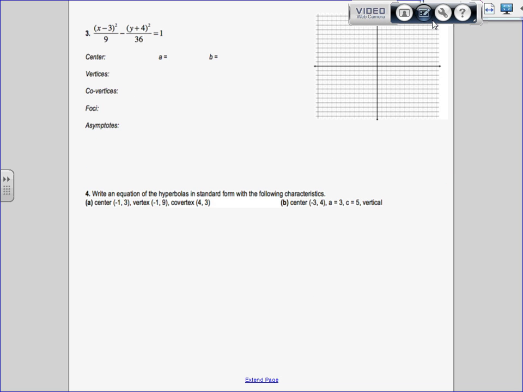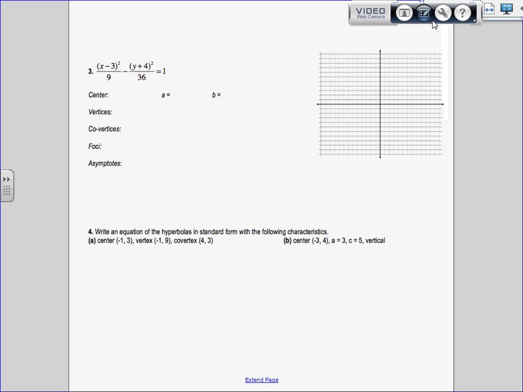All right, so let's go through this one. So make sure you're paying attention, you're trying it on your own. Okay, so think about it. What is the center? 3, -4, good. Okay, is this going to be vertical or horizontal? Horizontal, because you start with an x. The number that's underneath the x tells me how much I move right and left. The number that's underneath the y tells me how much I go up and down. So I'm going right and left 3, and I'm going up and down 6.